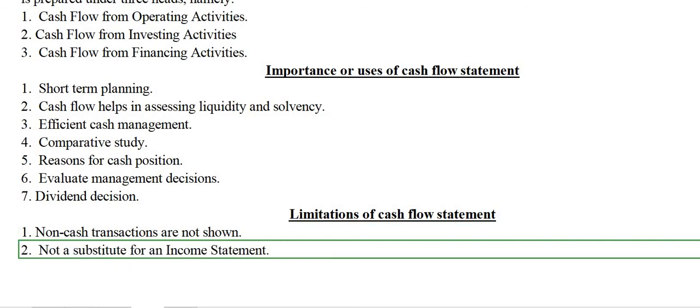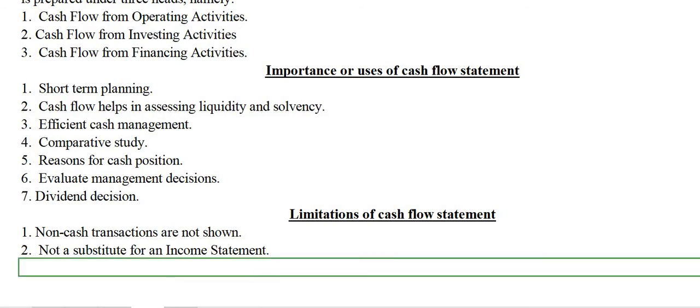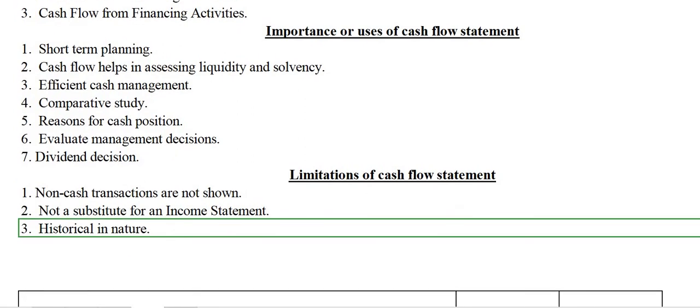Another one is that it is not suitable for an income statement. That means with the help of this cash flow statement, we cannot properly evaluate the profit and loss account. We can evaluate only the balance sheet. As we have said, this is a tool for analyzing the balance sheet of the company and cannot be used to evaluate income statements. And another important problem is that it is historical in nature. We have said that all accounting information is historical in nature.